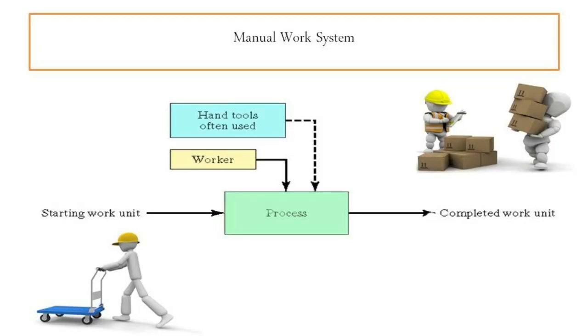In a manual work system, machines are not used. Instead, only human power and skill is used. Workers use hand tools and simple techniques to convert raw material into a finished end product.